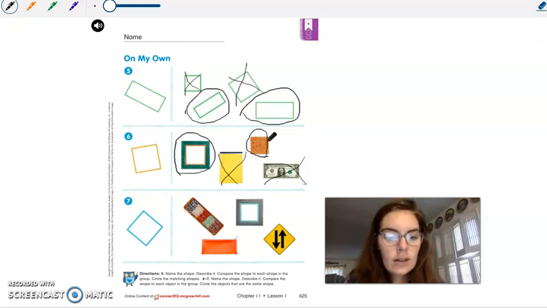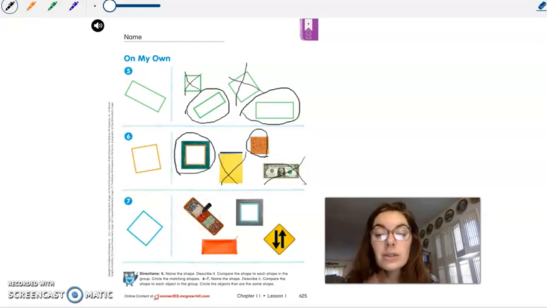Okay, let's look at number 7. What shape is this? You say it out loud, even though I can't hear. That's right, it's a square. Okay, let's look for squares. Do you see this? I wanted to show you something. Do you see how just because it's standing a little bit differently, it still means it's a square, okay?